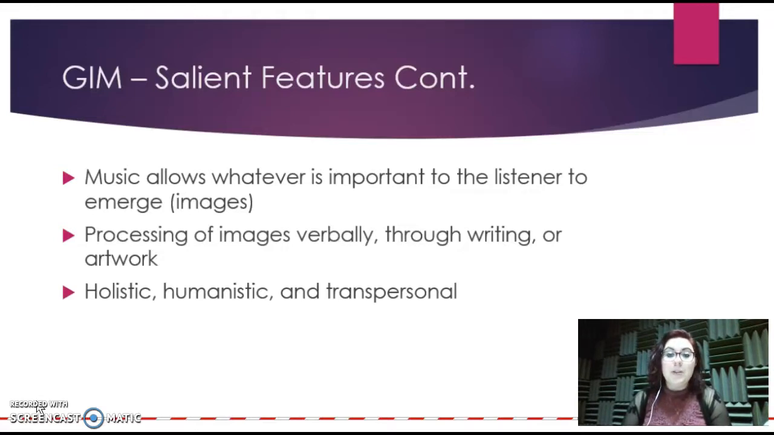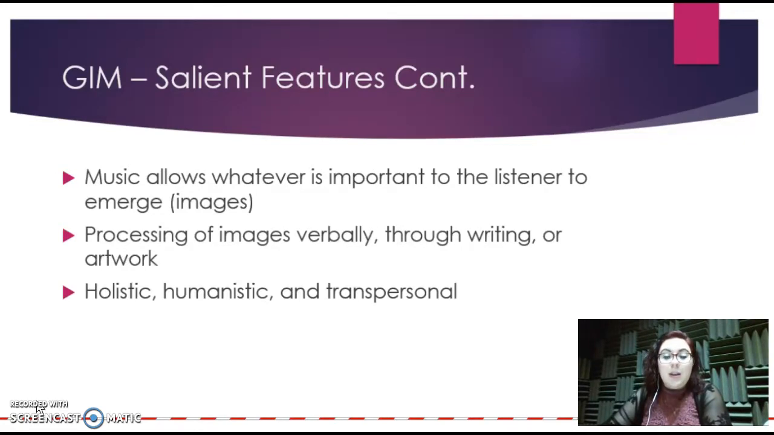One of the great things is that the music allows whatever is important to the listener to emerge. So instead of verbally suggesting some images, which has been done in music imagery in the past, the music, because it is classical music, does not have any words, so it cannot suggest.